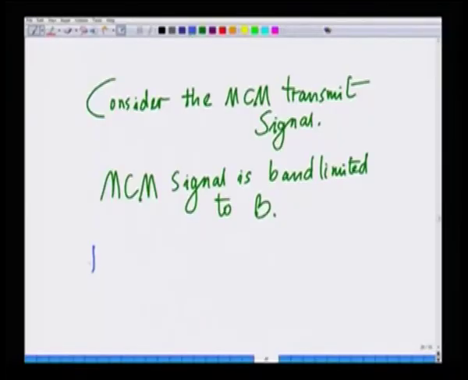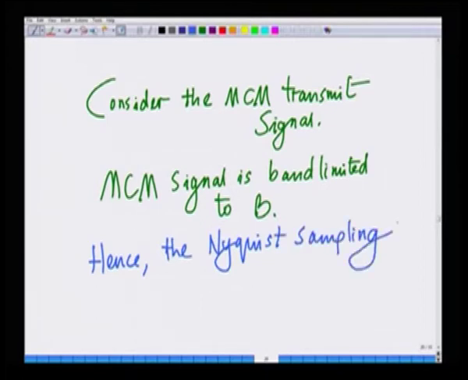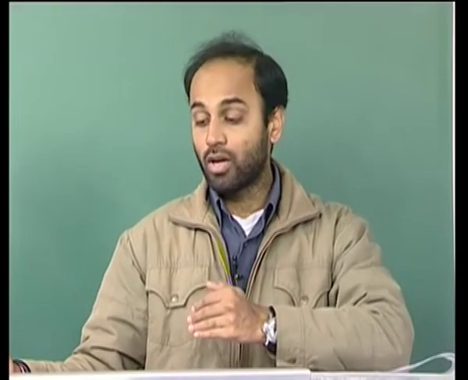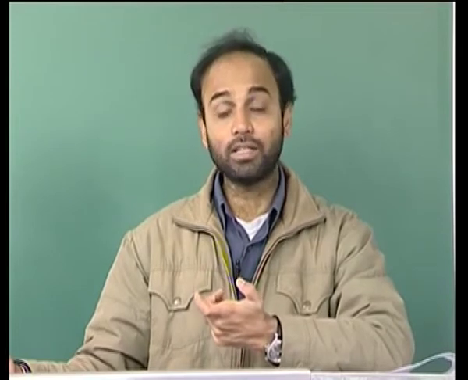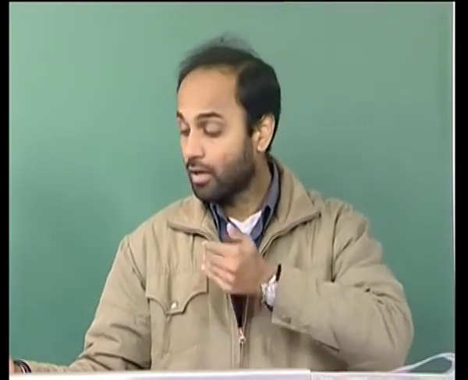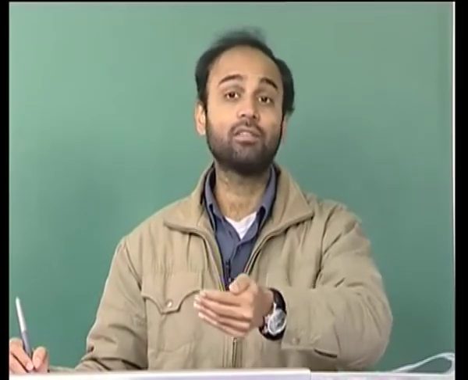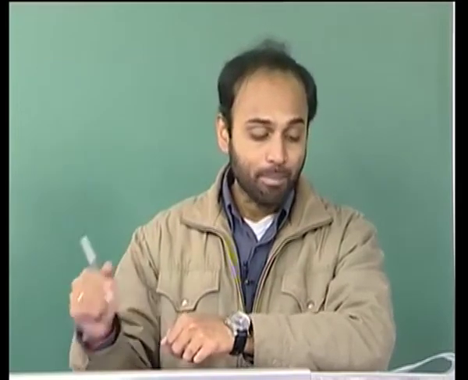Hence, the Nyquist sampling rate is B. The sampling time is 1 over sampling rate, which is 1 over B. So, since this is a bandwidth B limited signal, I can simply sample it at that Nyquist rate B, transmit those samples and reconstruct the signal from the samples at the receiver. Now, let us see what happens when I sample this signal.